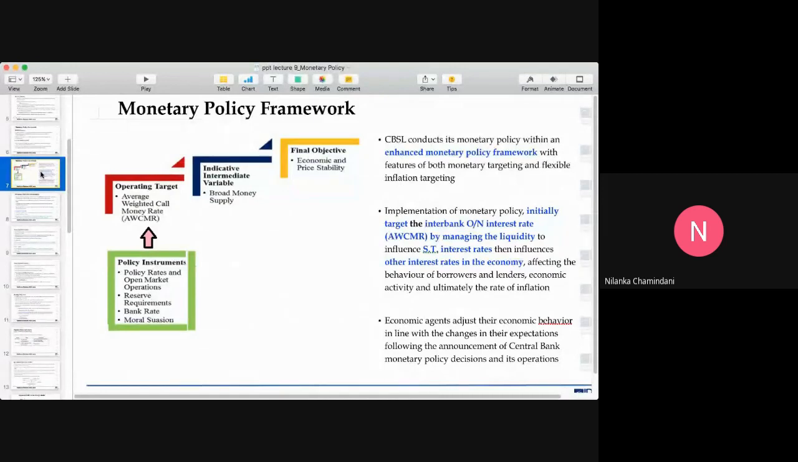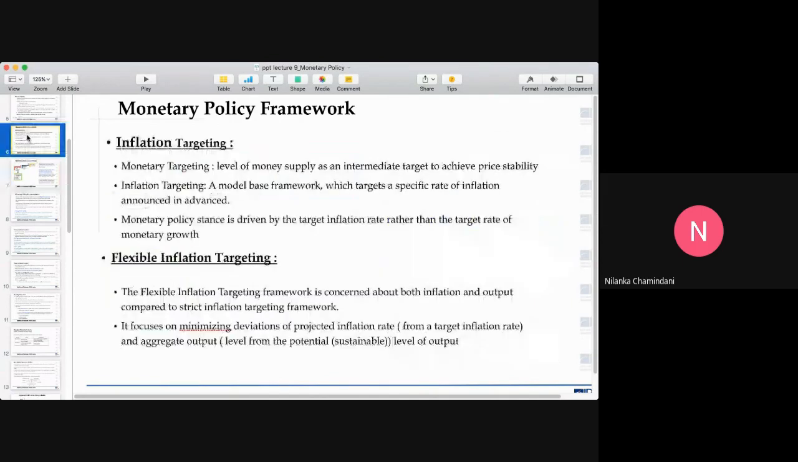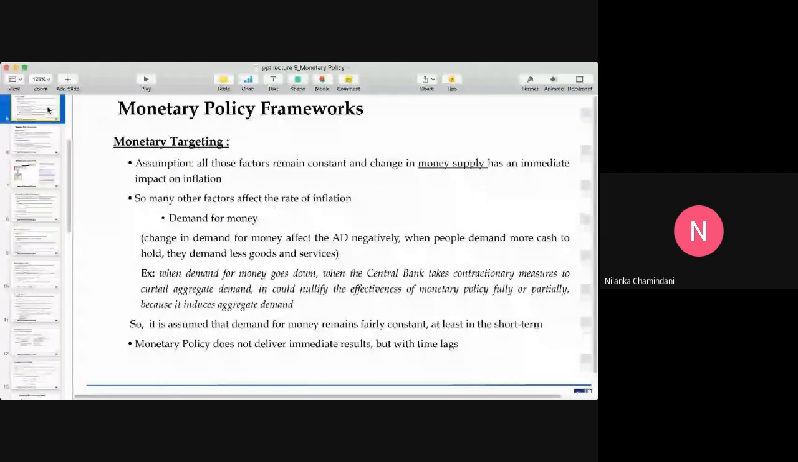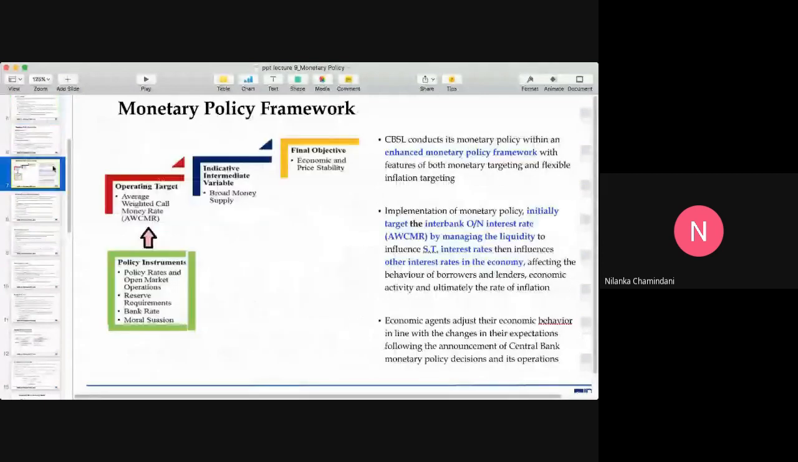Here you can see that the central bank conducts its monetary policy within an enhanced monetary policy framework, with features of both monetary targeting and flexible inflation targeting. Here we discuss three different types of monetary policy framework. But at present, the focus is more on flexible inflation targeting. It doesn't mean that it's purely that, because we can still see some features of the monetary targeting framework as well.